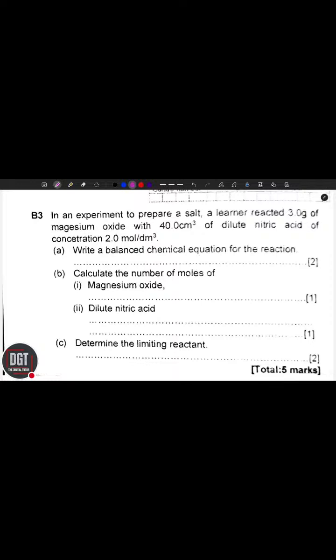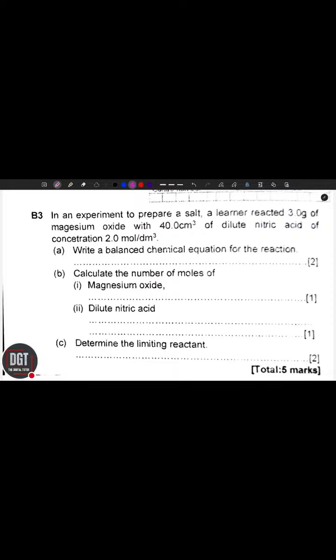In an experiment to prepare a salt, Helena reacted 3.0 grams of magnesium oxide with 40 cm³ of dilute nitric acid of concentration 2.0 mol/dm³. Write the balanced chemical equation for the reaction. Balanced chemical equations are common questions that you are going to find.